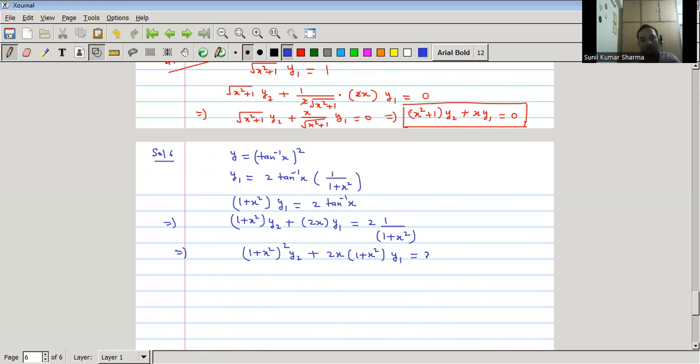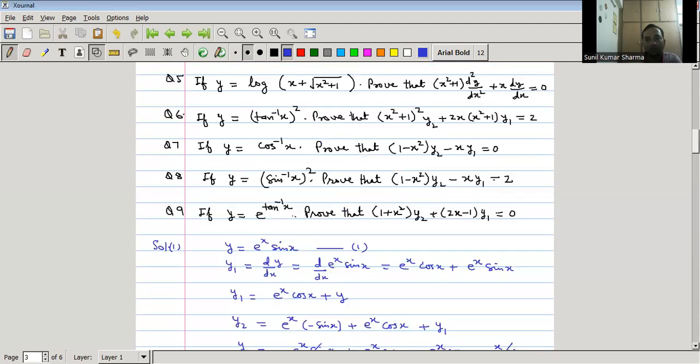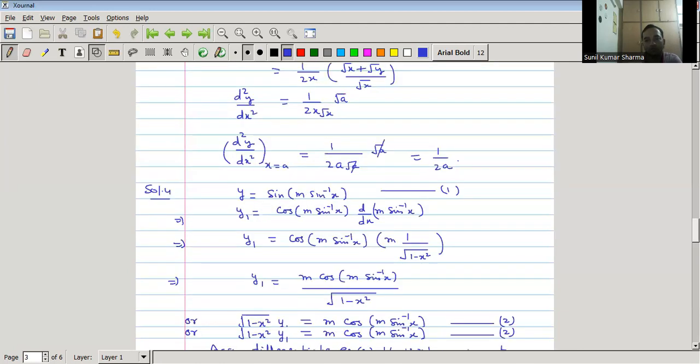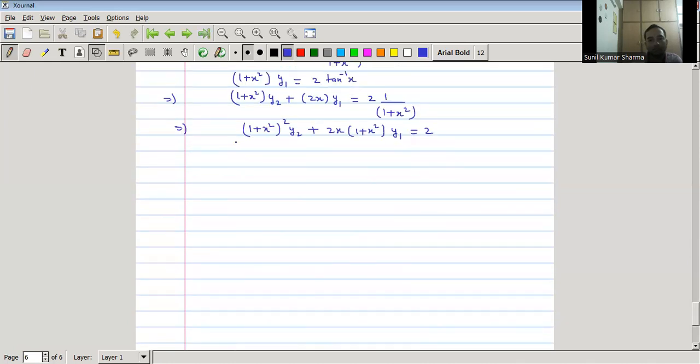So this is the required result. We have to prove this. So this is (x square plus 1) whole square y2 plus 2x (x square plus 1) y1 equal to 2. So hence we get the result.